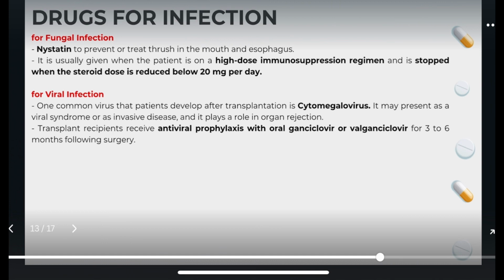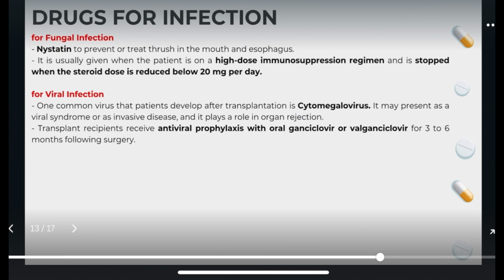Nystatin is used to prevent or treat thrush in the mouth and esophagus. It is usually given when the patient is on a high-dose immunosuppression regimen and is stopped when the steroid dose is reduced below 20 milligrams per day.